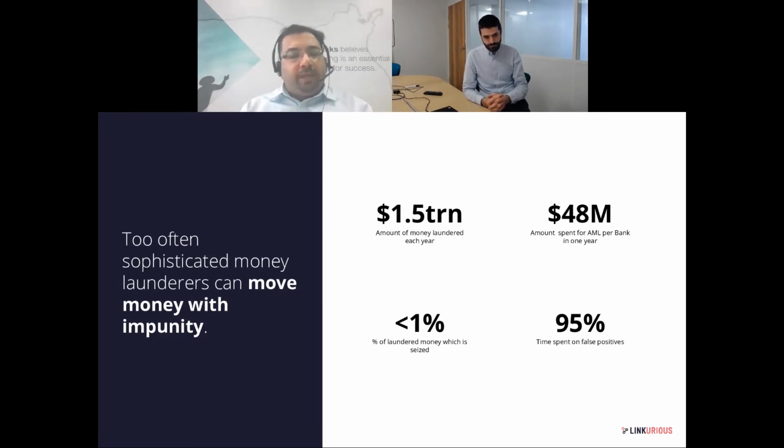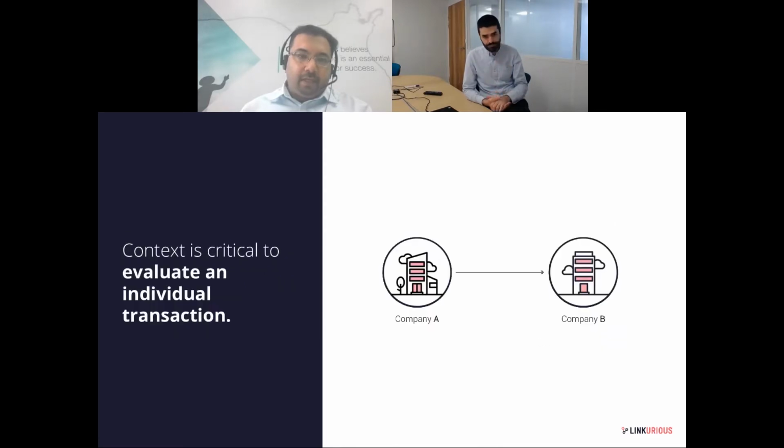So we know how big the problem is, and it is expected to grow. Let us look at how to approach this problem more efficiently and effectively. What we need to keep in mind is that a transaction should never be looked at in silo, as it does not provide the appropriate context behind the transaction. What we see in a single transaction is just the originator and the beneficiary details, but this is not sufficient in order to decide on a transaction.